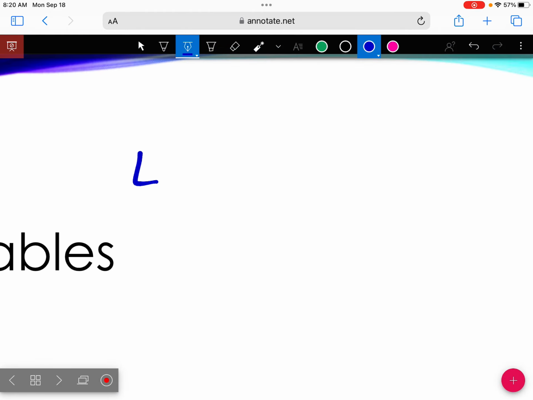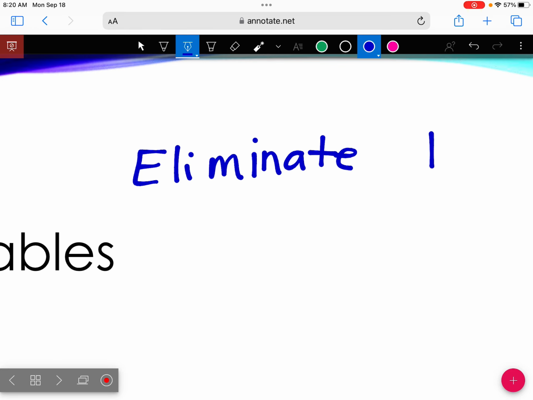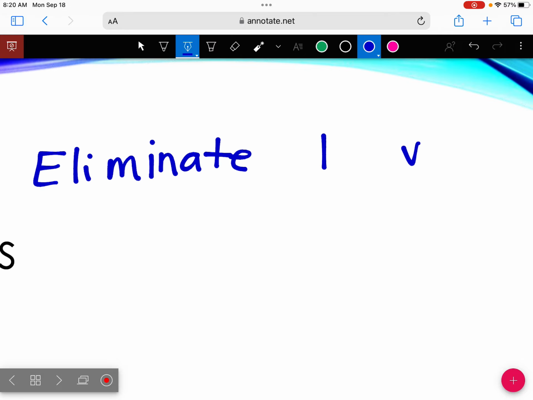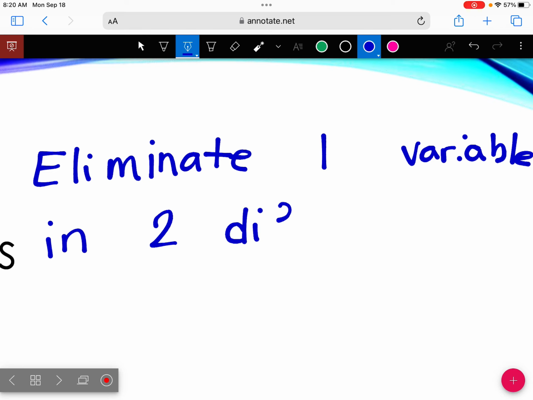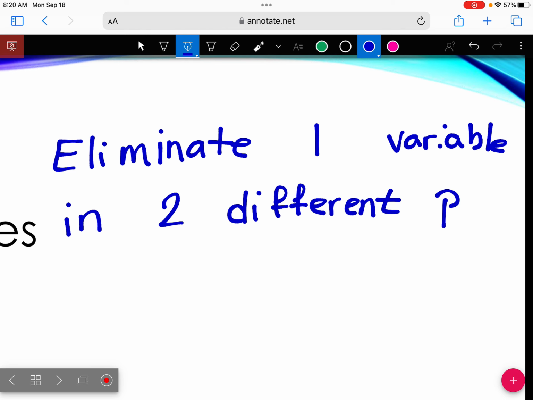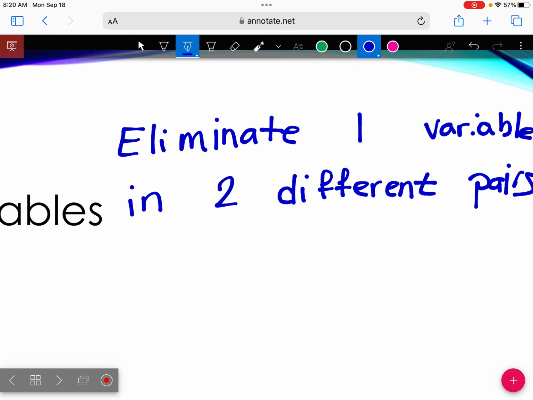So we are going to eliminate one variable in 2 different pairs of equations. And we have to use the same variable each time, and I'll show you what I mean by that. So we're going to be using eliminations to get at least one of our variables to leave us the heck alone, because holy cow, is it too many variables.